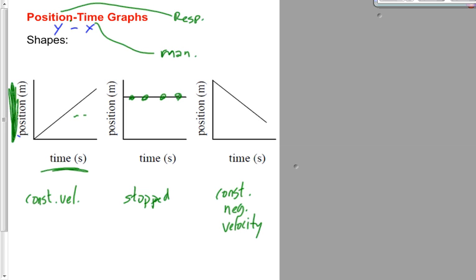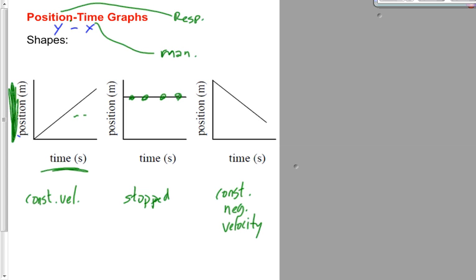Constant negative velocity means you're going in the negative direction. You're going at a constant speed, not necessarily backwards in your car or walking backwards. You're just going in the negative direction. If I define the back of the room as positive, right now I have a positive velocity. Right now I have a negative velocity, even though I'm walking forward, towards the front of the room. It's a negative velocity.